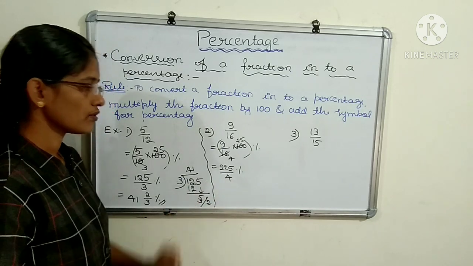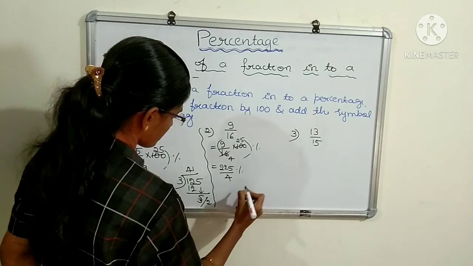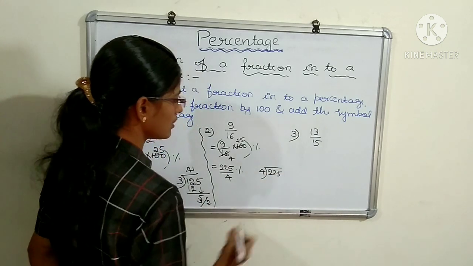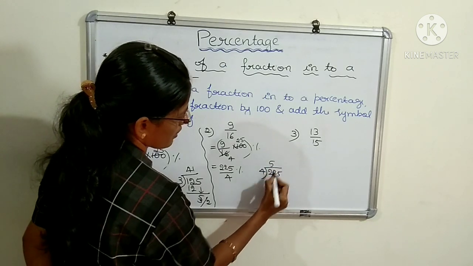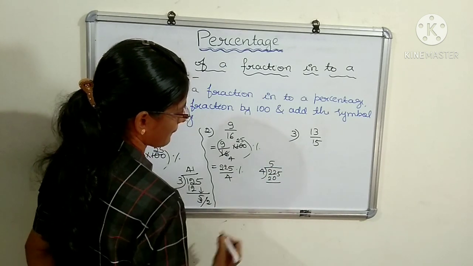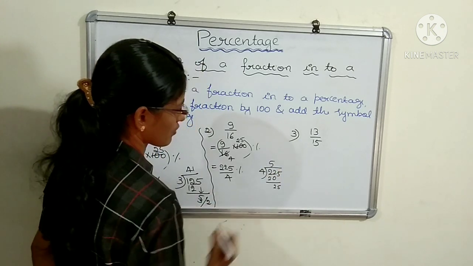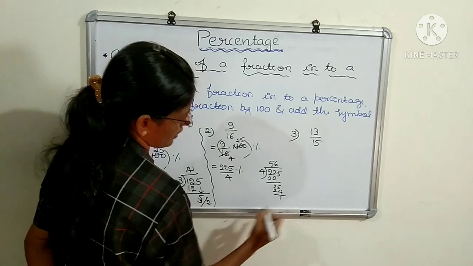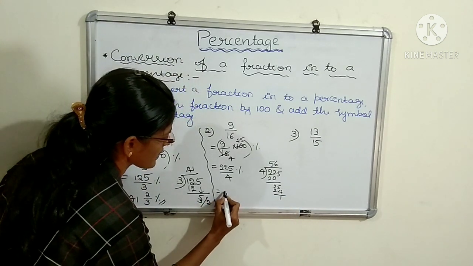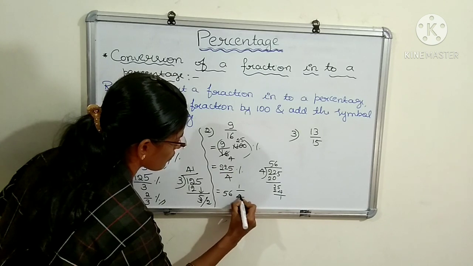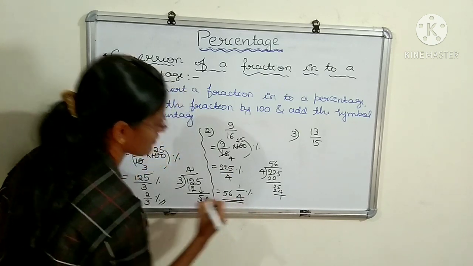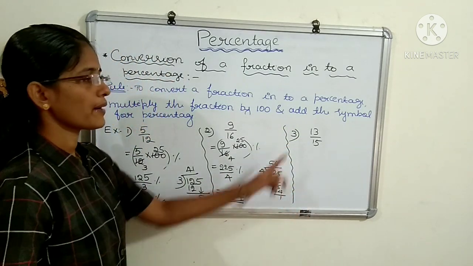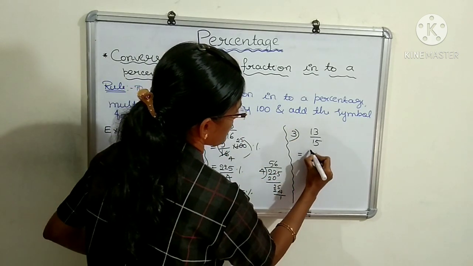You must convert it to a mixed fraction. Here 4 5s are 20. Here 25 left out. Here 4 6s are 24. 1 left out. So 56 integer 1 by 4 percentage is the answer. Next, third one. 13 by 15. What must we do, students?